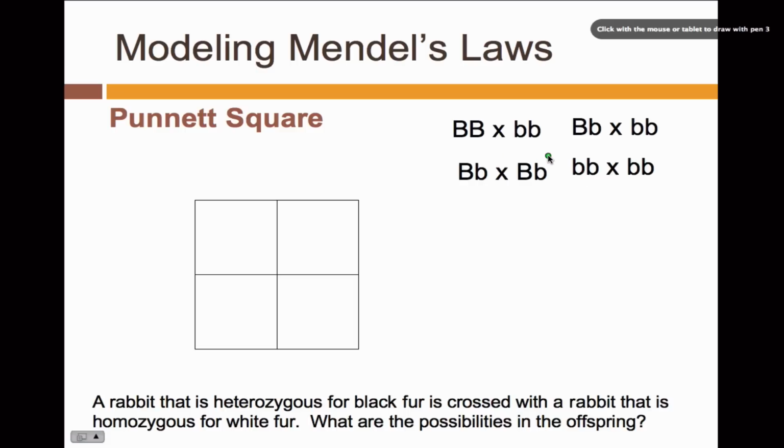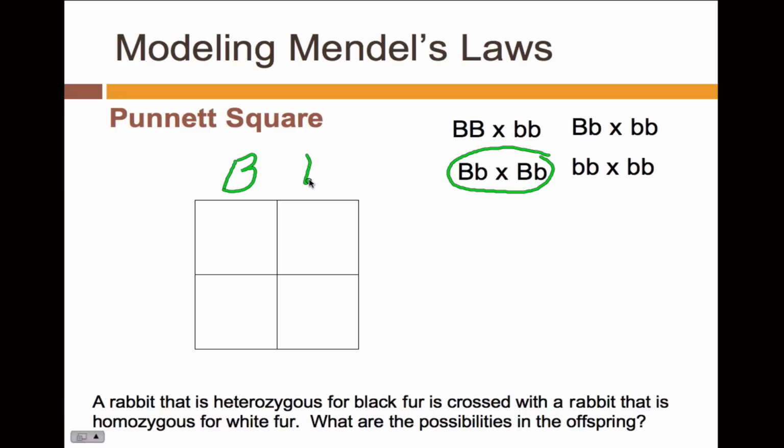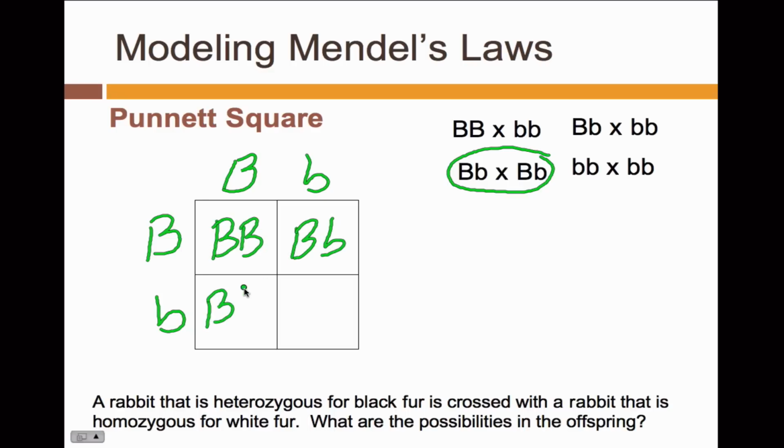So we'll do one more example of a cross. We'll do the heterozygous with heterozygous, so that would be capital B here, lowercase b there. Capital B here, lowercase b there. We're going to bring those into the Punnett square. And what we see is we have 1 homozygous dominant, 2 heterozygous, and 1 homozygous recessive.